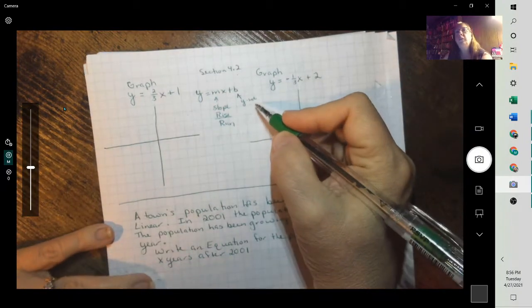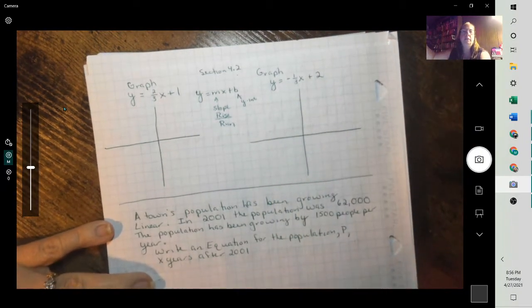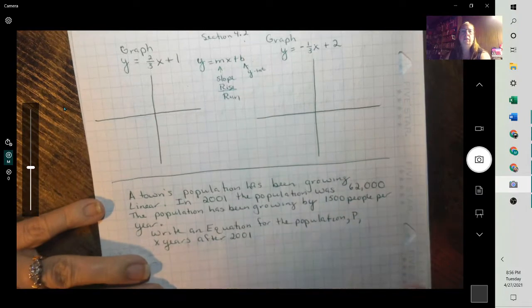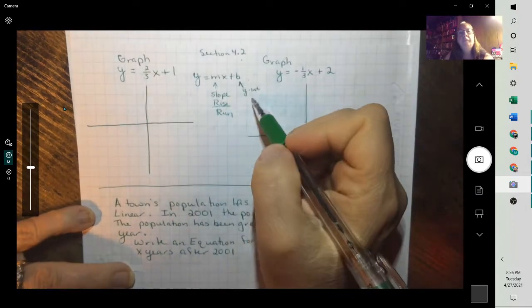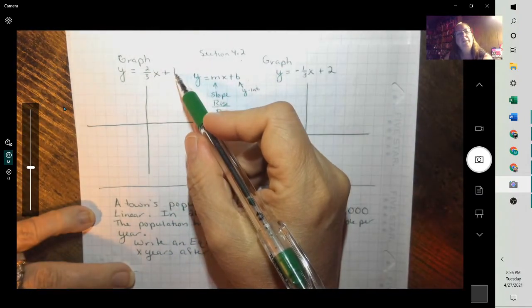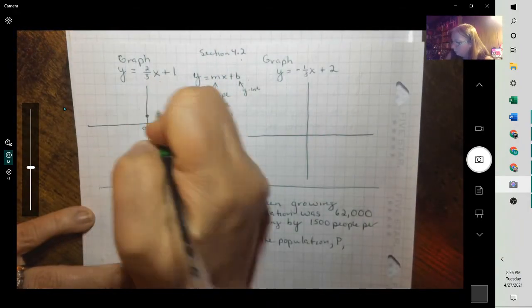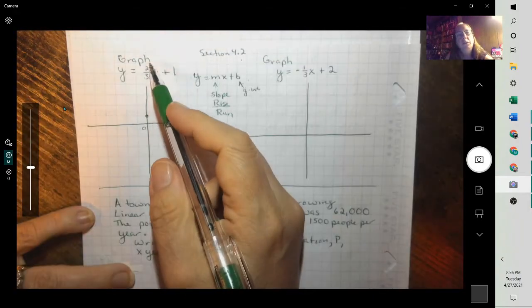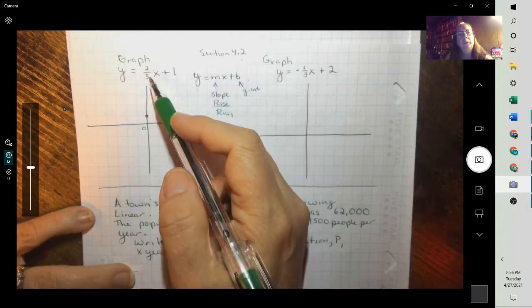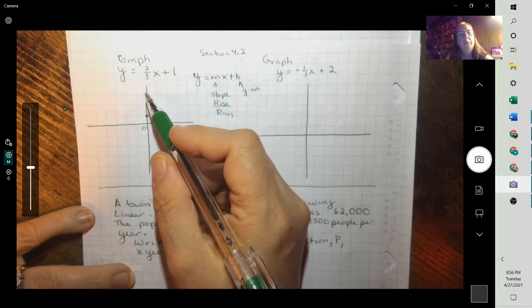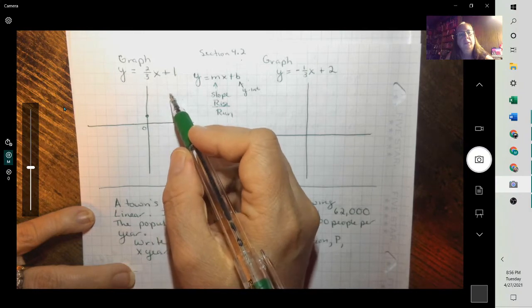So the first thing you want to do is mark your y-intercept. In this case, the y-intercept is 1. So 0 is here, it's hitting here. From here, you use your slope, and this slope is 2/3. So we go up 2 and over 1, 2, 3.